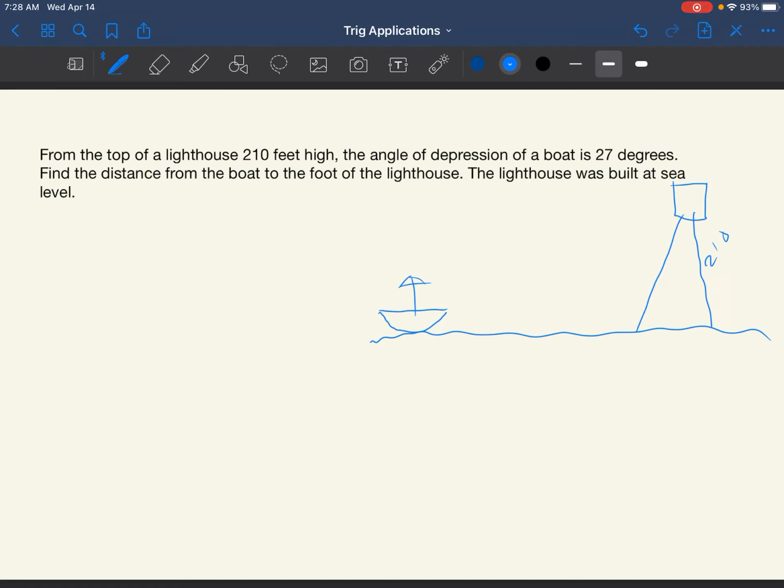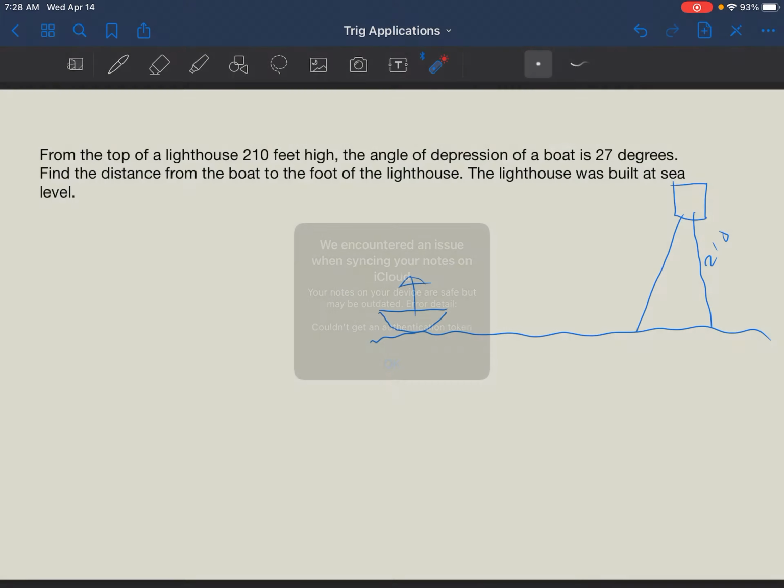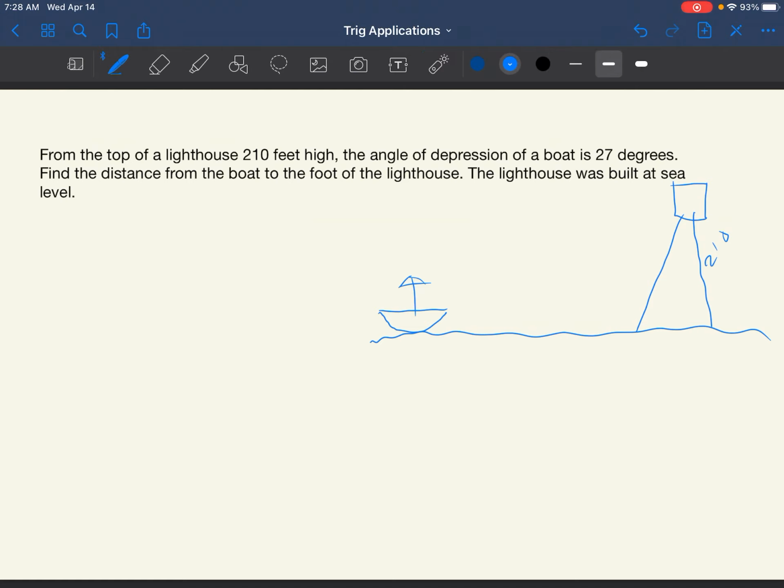So the angle of depression is that angle. Let me just read through it again. The angle of depression of a boat is 27 degrees. Okay, so the angle of depression is going to be the angle that goes down from the horizontal. So I'm going to draw a horizontal that comes out of the top of my lighthouse.